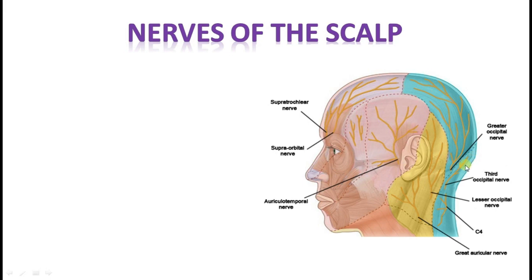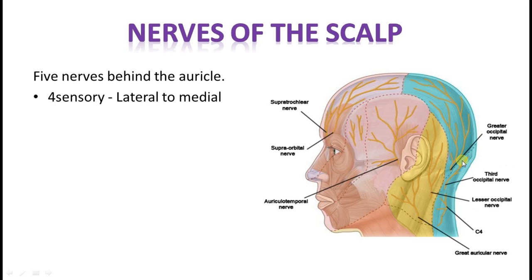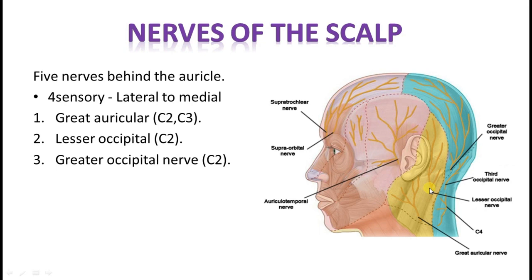Behind the auricle, from lateral to medial, again 4 sensory and 1 motor nerve. The 4 sensory are the great auricular nerve, C2, C3, again from the cervical plexus. Then you have the lesser occipital nerve, C2. Then you have the greater occipital nerve, and more medial you have the third occipital nerve. So, these 4 from lateral to medial, as you go from the auricle to the external occipital protuberance, the 4 sensory nerves are mainly the great auricular, lesser occipital, greater occipital, and then the third occipital nerve.